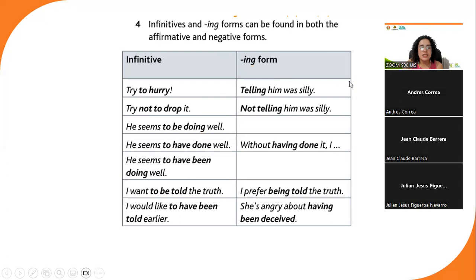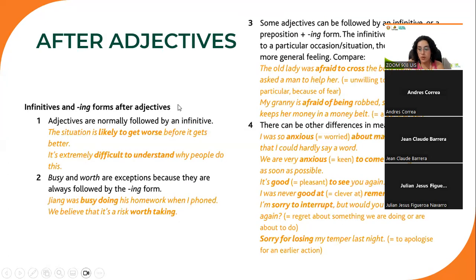All right, so let's start. We are going to go through adjectives, nouns, and finally verbs, okay, at the end. So we're going to analyze how to use the infinitives or the ing forms after adjectives, okay? Let's start. Adjectives are normally followed by an infinitive form. So it is more common to find the infinitive after the adjectives. Let's read the examples. Julian, can you read the first two examples here?